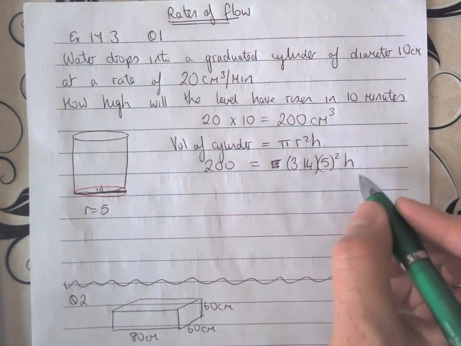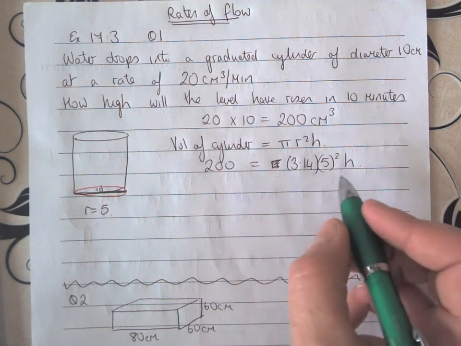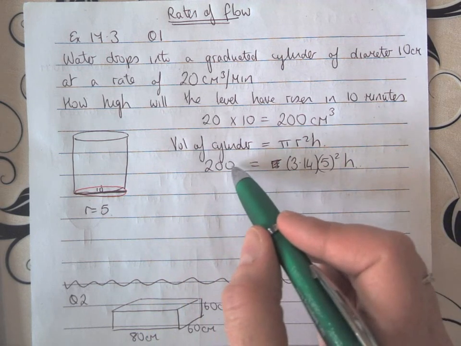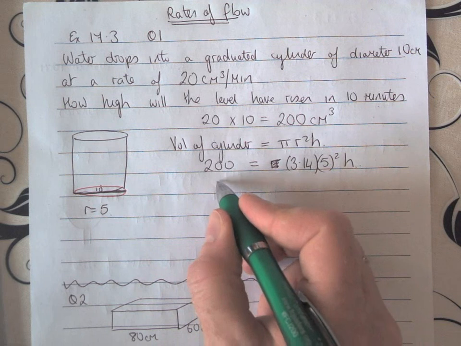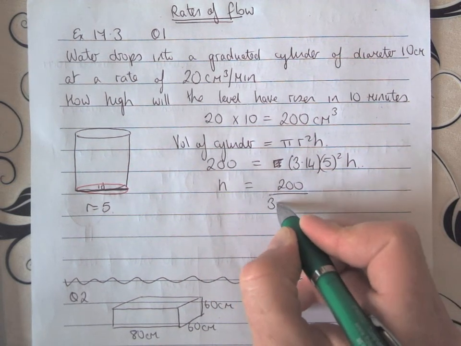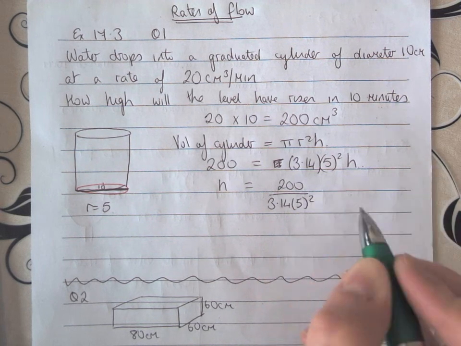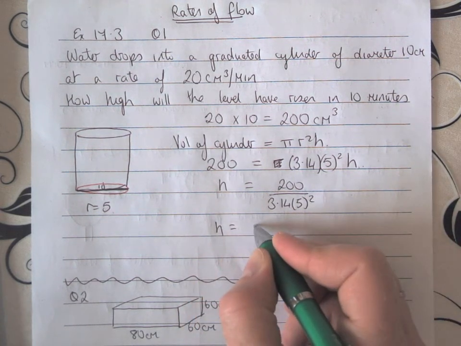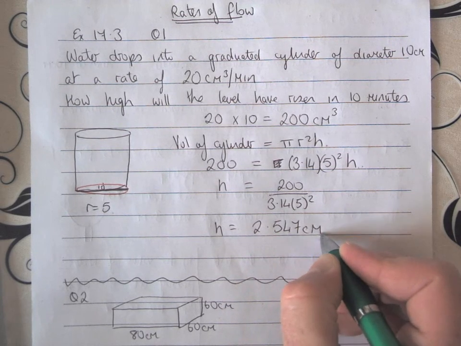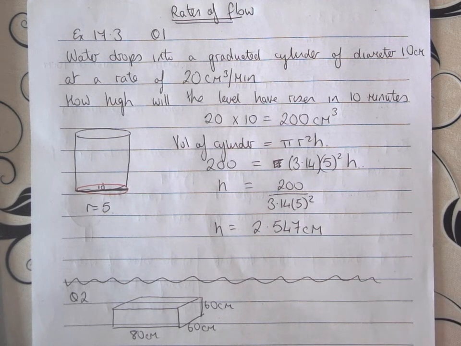So again, we want to keep h on its own. So keep h at this side, bring everything to the other side. These two things are being multiplied by h. When I bring something over the equal sign, I divide, because dividing is the opposite of multiplying. So 200 over 3.14 and 5 squared. Into your calculator, and you get 2.547 centimeters, okay, for your height. Now it didn't say to any number of decimal places. If it did, just make sure you give it to a certain number of decimal places.